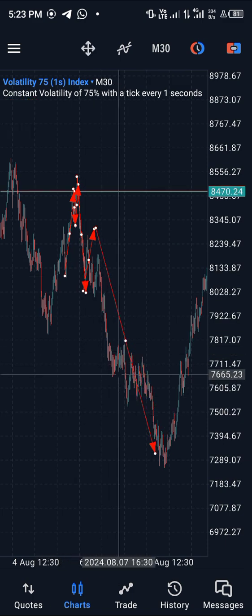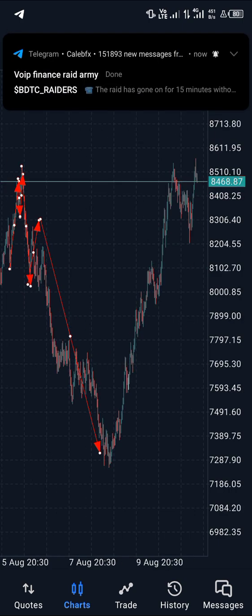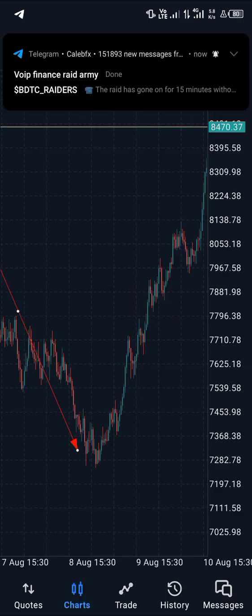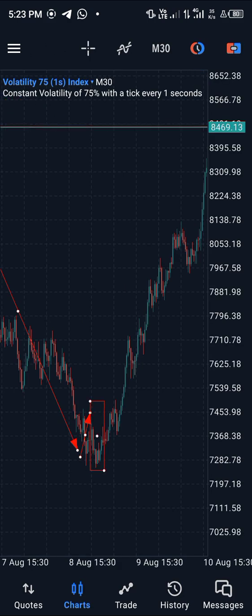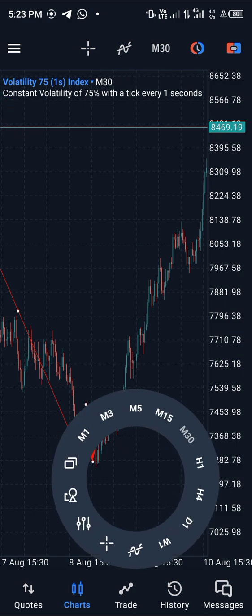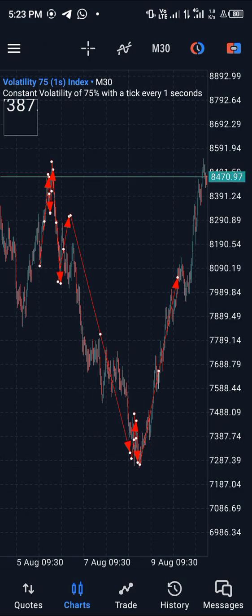Look at the liquidities right here. After giving us those liquidities, the market came and created a lower high, and it created a lower low, and it broke this lower high, completing a range, and it went up, took out all this liquidity.